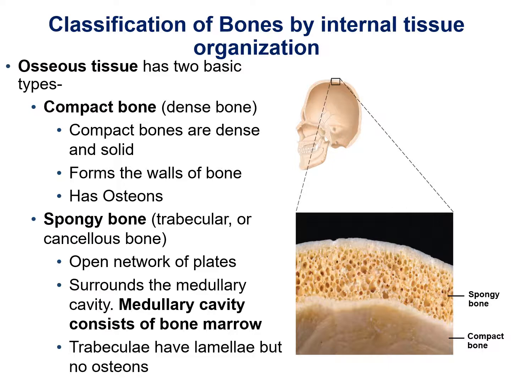It's compact, it's solid. It usually forms the outer walls of the bone and it has units which are known as osteons. The spongy bone, on the other hand, and you can also see in the figure, it looks like a sponge. It has an open network of plates and it is usually present internal to the compact bone. It surrounds the medullary cavity, which is also known as the bone marrow cavity. The trabeculae, which is the open network, it has lamellae but no osteons.